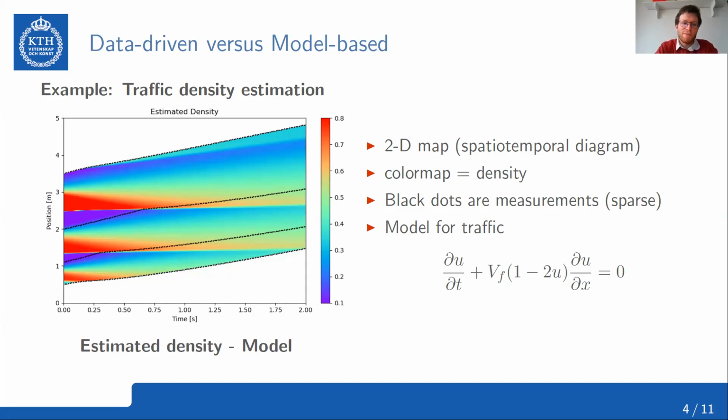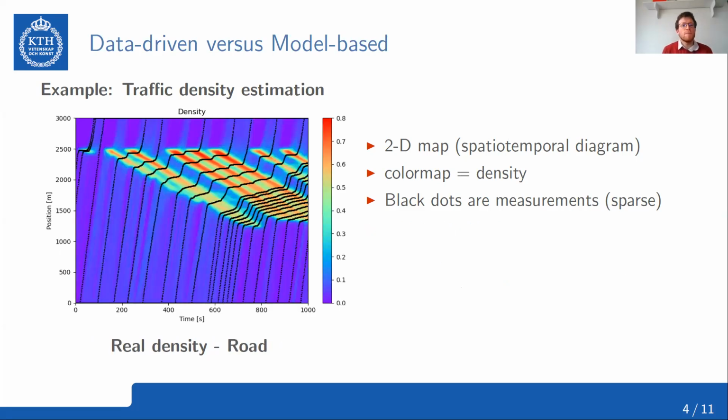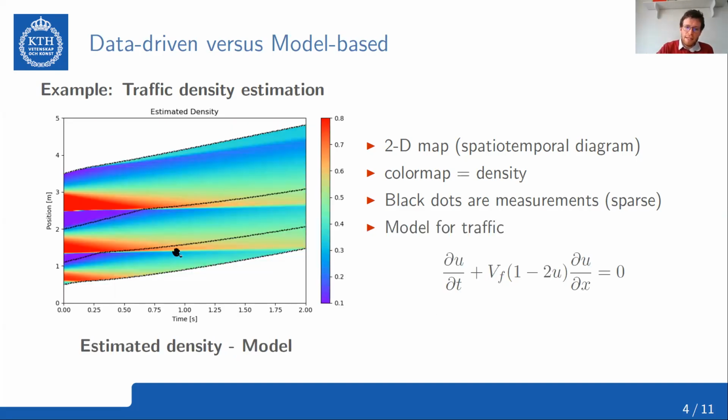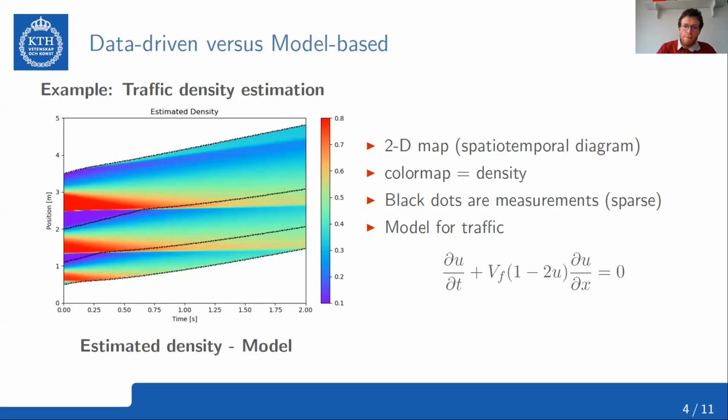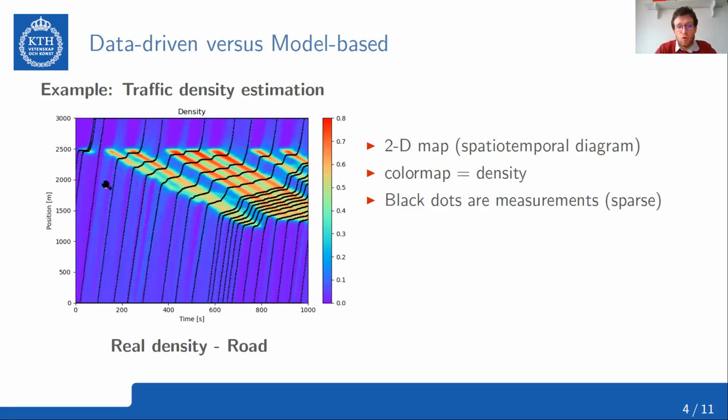So at this point, many people will say, but why are you doing machine learning then? Because apparently it's working very well using the partial differential equation. The reason for that is because this figure comes from a simulation. We just simulated it, and then we assume that we knew only the measurements on the black lines, and we are trying to reconstruct the density in between. But if you take some real data, so this is real density on the road, and then you can measure on the black lines.